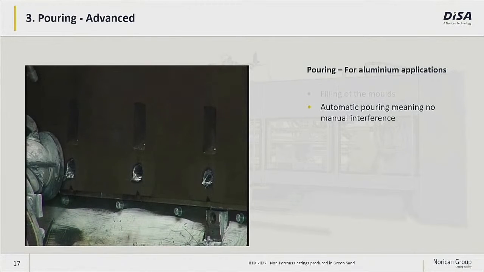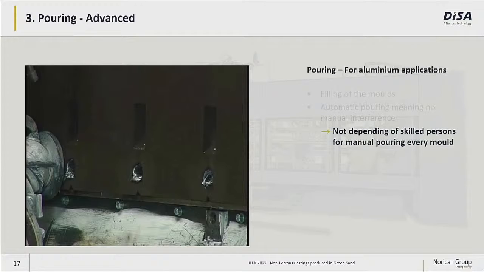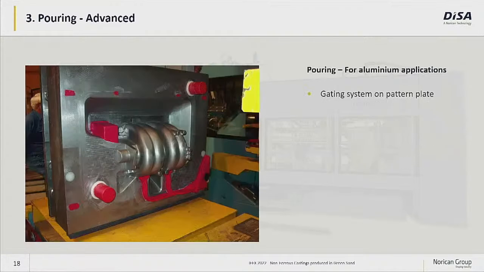This will of course mean that we have no manual interaction in the pouring. So we are no longer relying on skilled persons pouring the molds, and we can also save personnel in the foundry. Here we see a picture of a pattern where we see a very simple gating system needed for this system of bottom pouring.